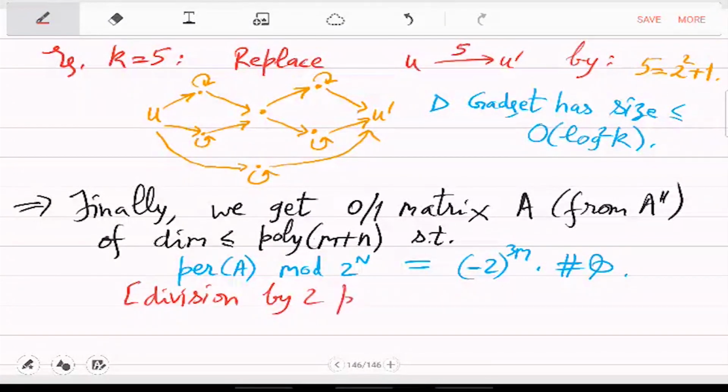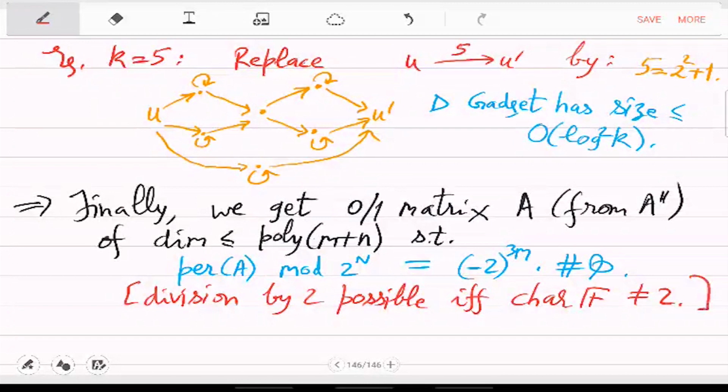And you remember that division by 2 is possible if and only if the characteristic of the field is not 2. For any odd characteristic, or 0 characteristic, 1 by 2 is there in the field, so you can divide and get the number of satisfying assignments. And this tells you that counting #SAT is solvable efficiently, in this functional polynomial time class, using the permanent on 0-1 matrices.